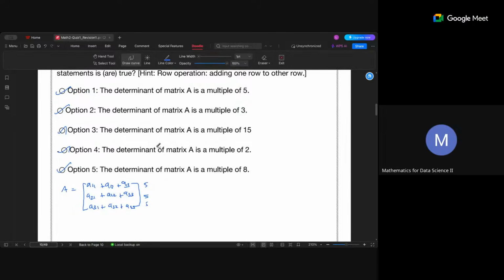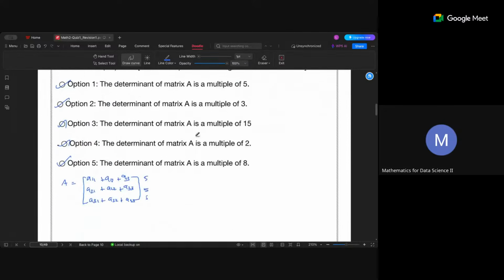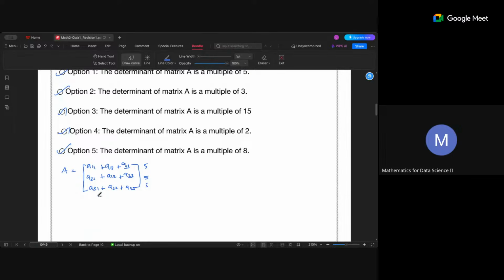Now, if this is 5 and you are also given that the sum of the first two elements of each column is 3, then the last element will be 2. So what can you say about the last column? It will be 2, 2, 2. Yeah, so column 3 is simply 2, 2, 2.